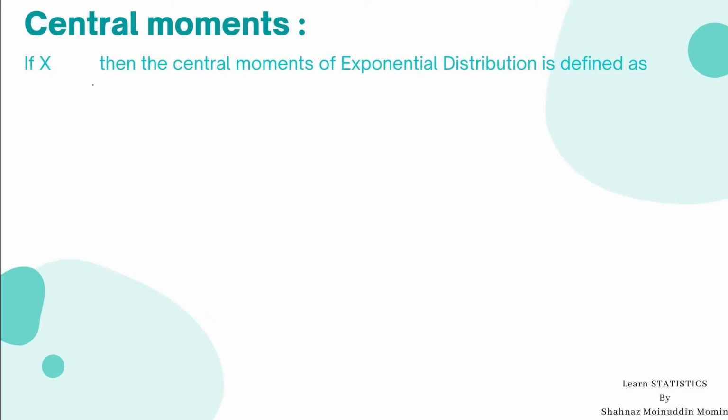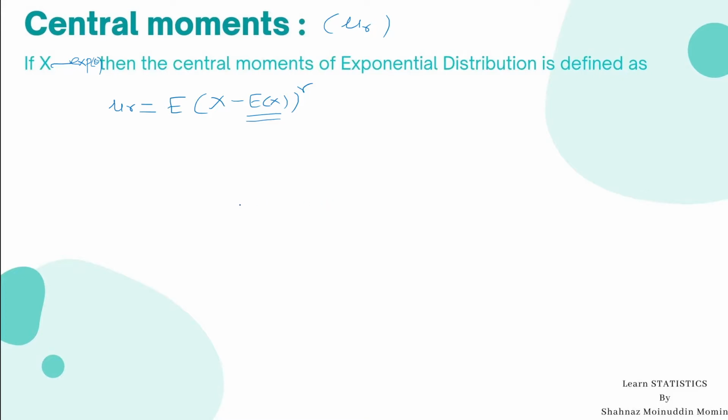If x follows exponential with parameter theta, then the central moments of exponential distribution are defined as mu r. Here central moments are denoted by the notation mu r. Mu r is equal to the expectation of x minus expected value of x, raised to r. Here this expectation is the mean of the exponential distribution.